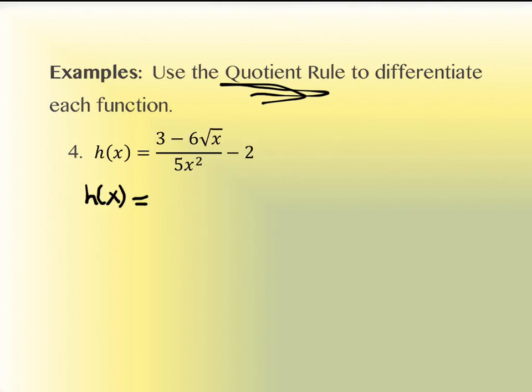So the first thing I'm supposed to do is write the denominator as is. And then I'm supposed to take a derivative of the numerator. So what is the derivative of 3 minus 6 square root x?